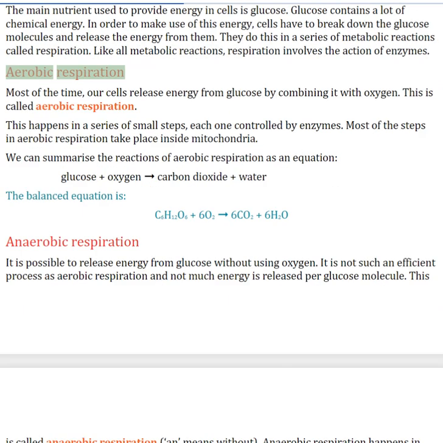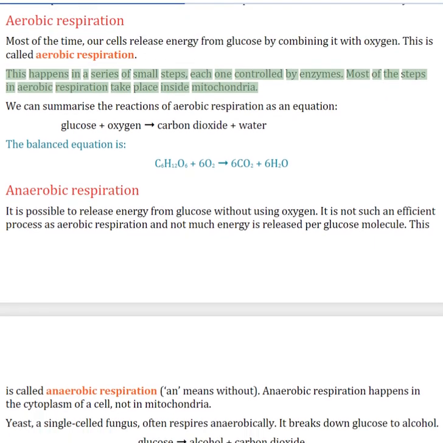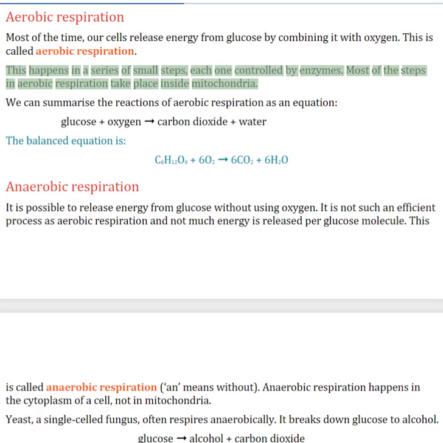Aerobic respiration. Most of the time, our cells release energy from glucose by combining it with oxygen. This is called aerobic respiration. This happens in a series of small steps, each one controlled by enzymes. Most of the steps in aerobic respiration take place inside mitochondria.